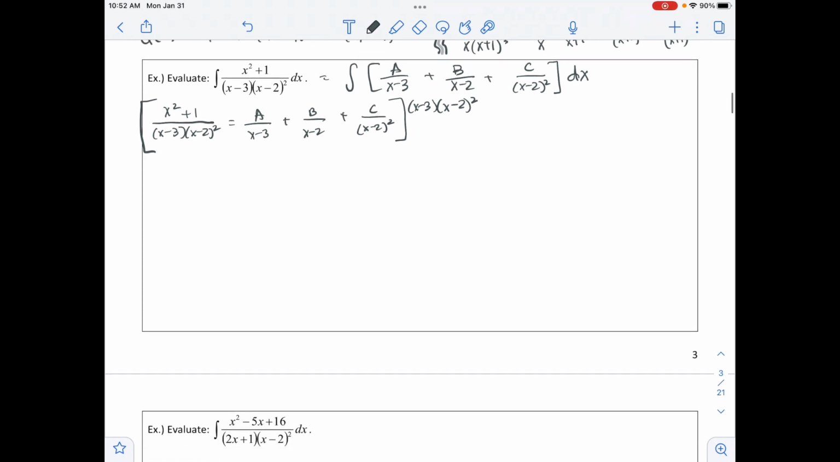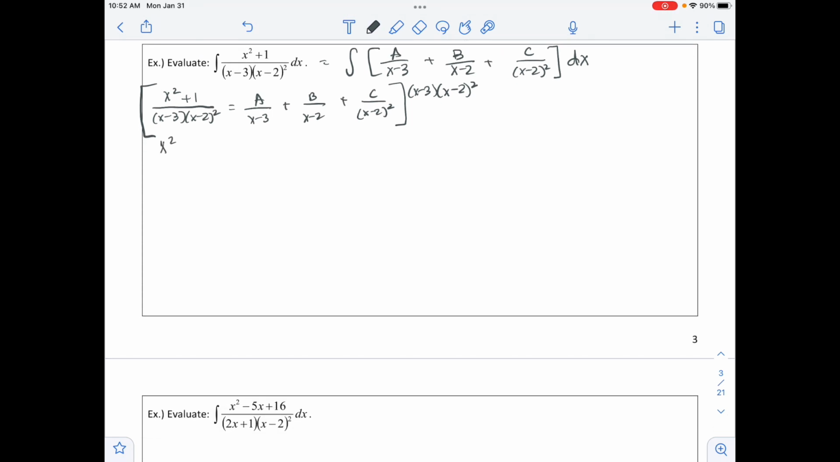When I do this, we are going to end up with x squared plus 1 equals a times (x minus 2) squared plus b times (x minus 3)(x minus 2) plus c times (x minus 3). From here, we can multiply this whole entire thing out. It is going to be rather messy, and do exactly what we did in the previous example. Another method to use, and it would have worked on the last ones too, is to pick a value for x.